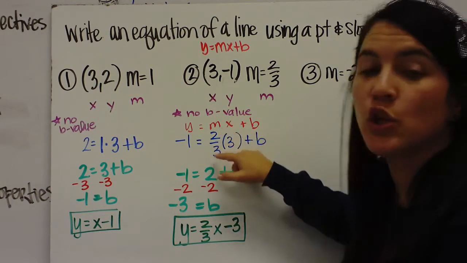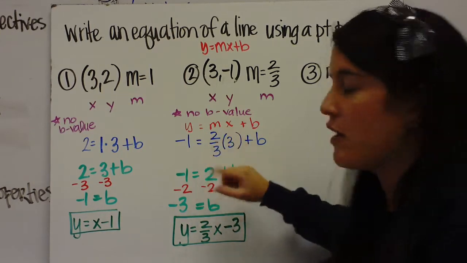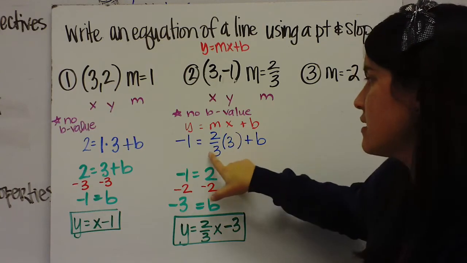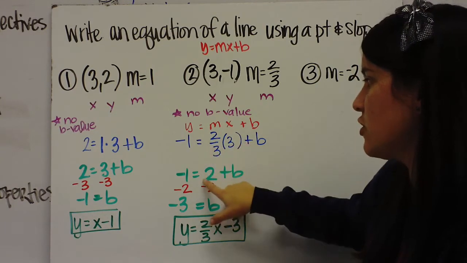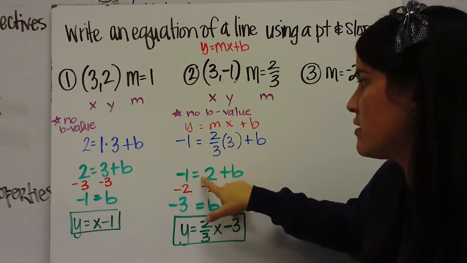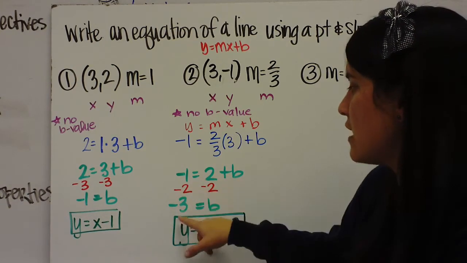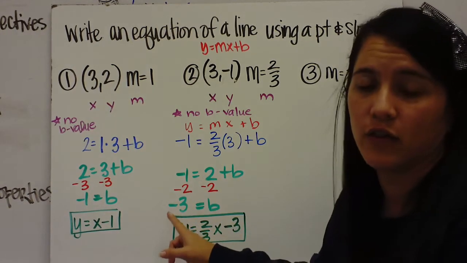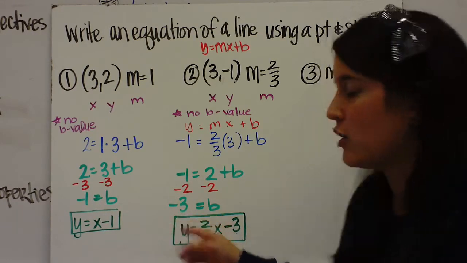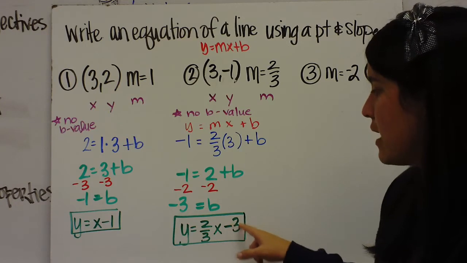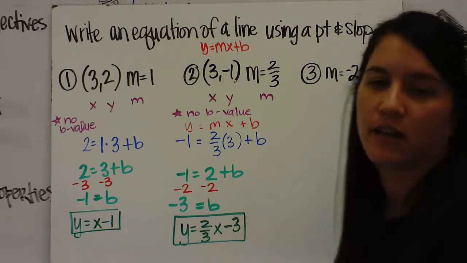I need to simplify 2/3 times 3. So the way you simplify 2/3 times 3 is you multiply 2 times 3, which is 6, divided by 3, which is 2. So 6 divided by 3 is 2. Then I subtracted 2 from both sides, and I get b is equal to -3. Now that I have my b value, I can plug it in. Y equals mx plus b. And since it's a negative, it's going to be -3.